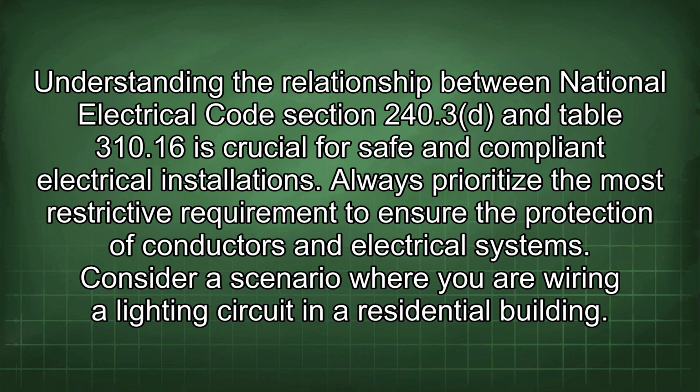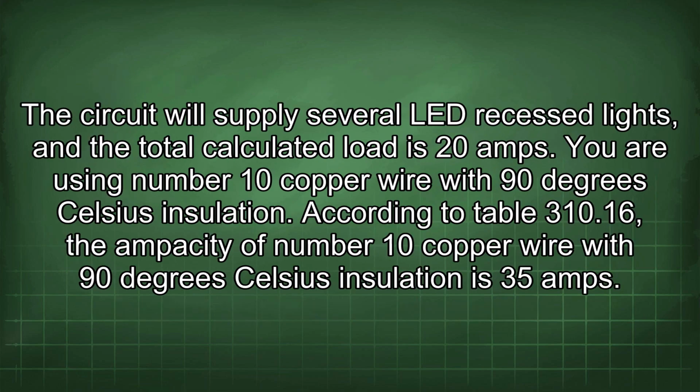Consider a scenario where you are wiring a lighting circuit in a residential building. The circuit will supply several LED recessed lights, and the total calculated load is 20 amps. You are using number 10 copper wire with 90 degrees Celsius insulation. According to Table 310.16, the ampacity of number 10 copper wire with 90 degrees Celsius insulation is 35 amps.